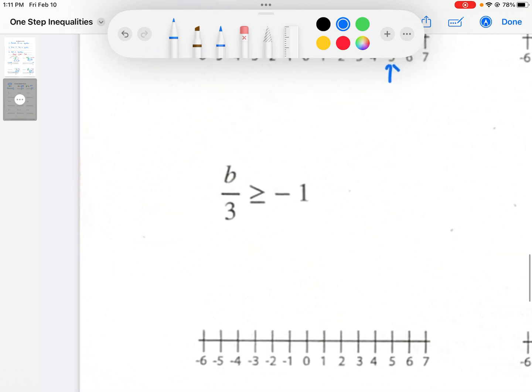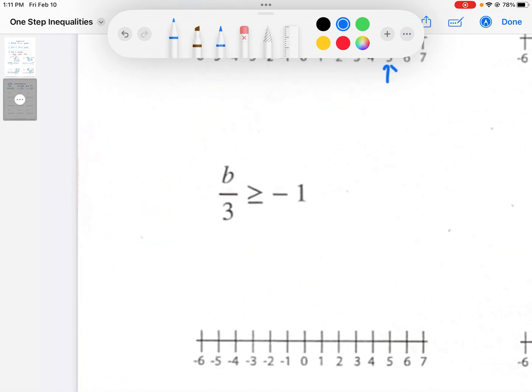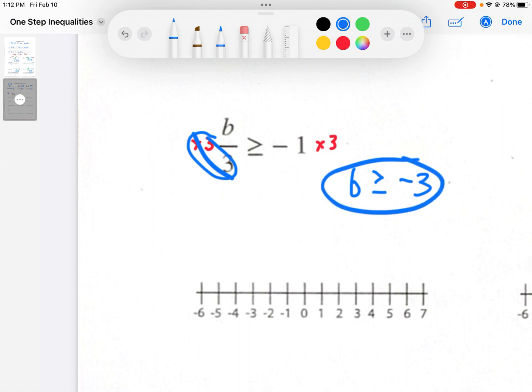I know y'all can pause your videos. Because down here we have b divided by 3 is more than or equal to -1. How do I get rid of dividing? I multiply. Times 3 on the left, times 3 on the right. Those cancel. I didn't use my colors consistently, but that's fine. I copy my variable. I know that's more than or equal to, and then -1 times +3 is -3. That's the form of this inequality that I can graph. There's my answer. My circle is closed once again because my inequality sign had a line under it, and my arrow points to the right.